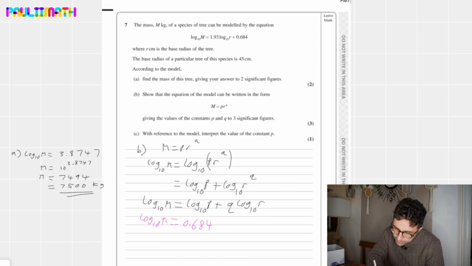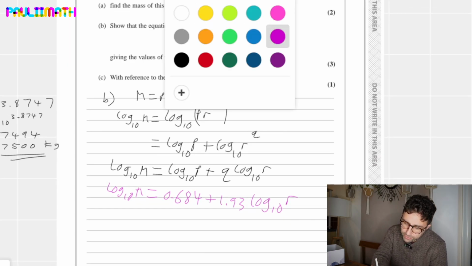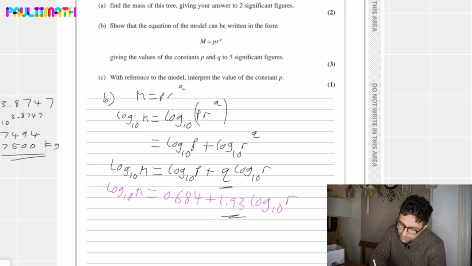0.684 where there's no r, and the one that has an r is 1.93 log to the base 10 of r. Well, that's pretty good because you can immediately see what q is. Pretty happy with that. q equals 1.93, but for the other one, comparing it, you'd have to do a couple of lines of working.